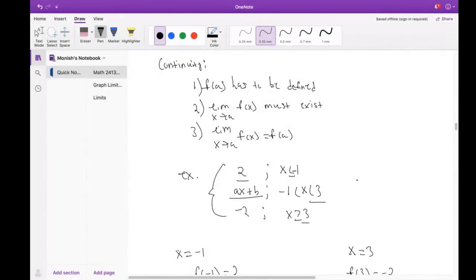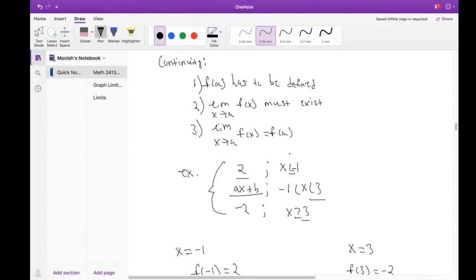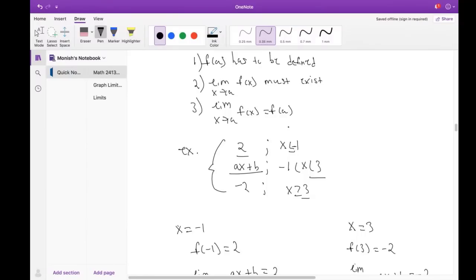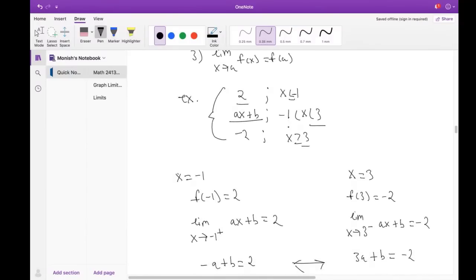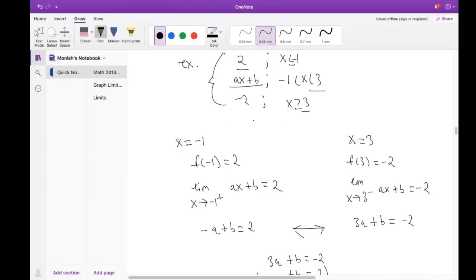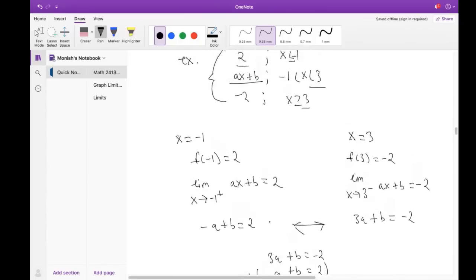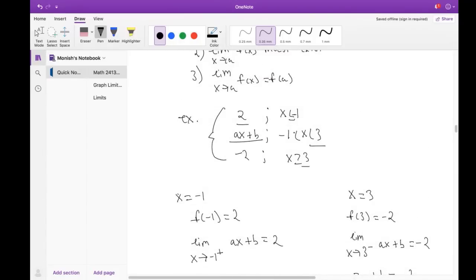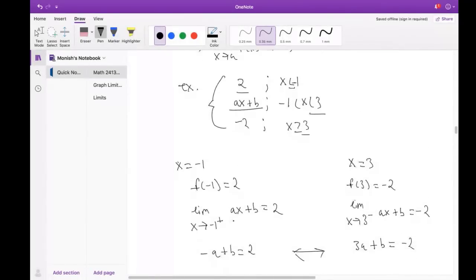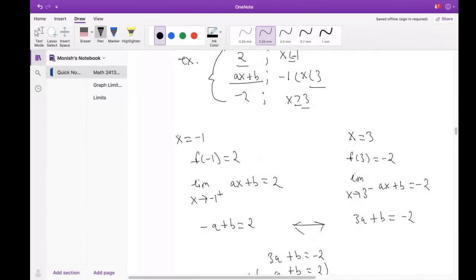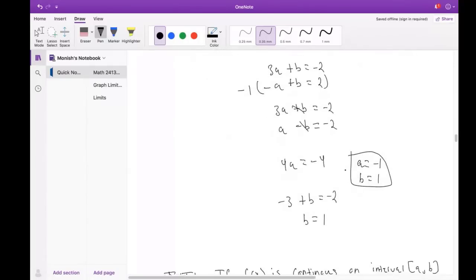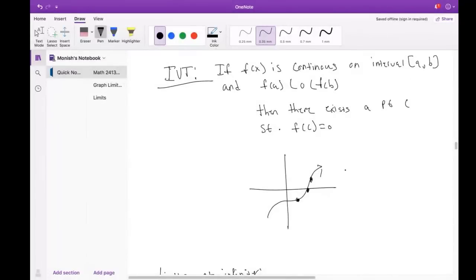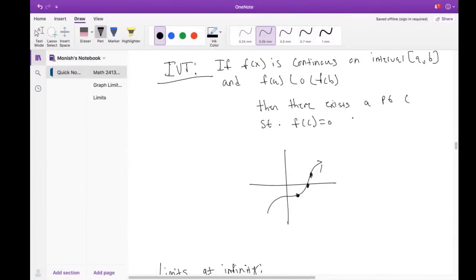So continuity: f of a has to be defined, the limit has to exist, and then the limit has to equal f of a. For a problem like this, just make sure that you take it by each x value, set up the limit, and make sure that it's equal to f of a. Same thing for 3. And then IVT, we already went over. Continuous function on the interval, and there's a point where f of c is equal to 0 between a and b.